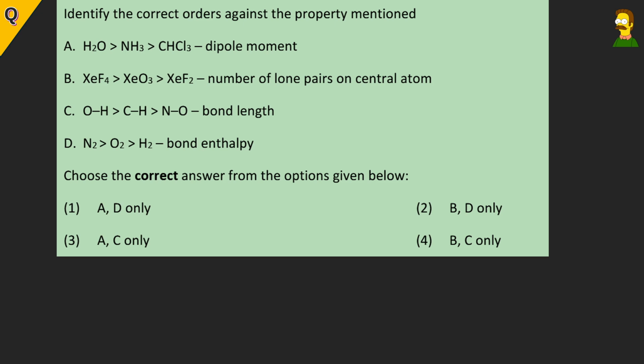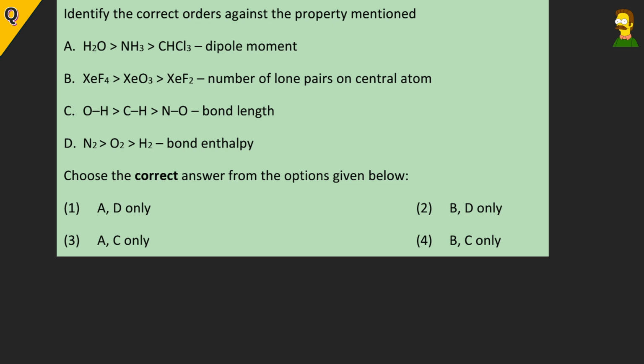Really? Dipole moment. पानी का ज़्यादा है. हाँ सही है. पानी का सबसे ज़्यादा. पानी का ज़्यादा है कि NH3 का ज़्यादा है? Wait. I don't want to get stuck in this trap. I think we can eliminate things. What about B? Number of lone pairs on.